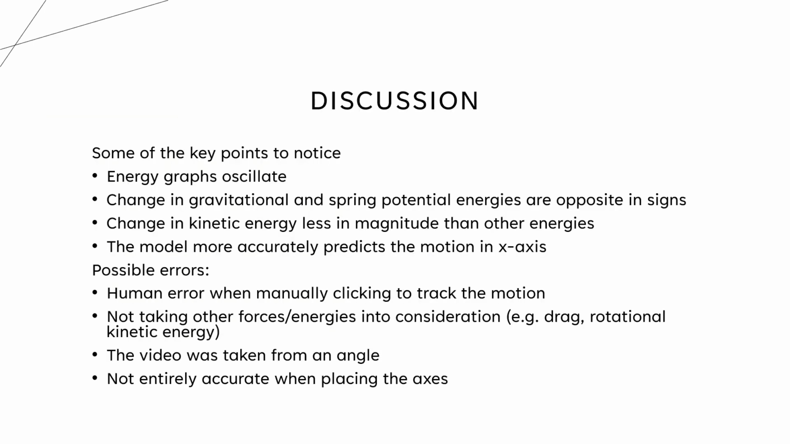And then some of the key points to notice: the energy graphs all oscillate. The changes in gravitational and spring potential energies are opposite in sign. The change in kinetic energy is way less in magnitude than the other energies. And the model more accurately predicts the motion in the x-axis.